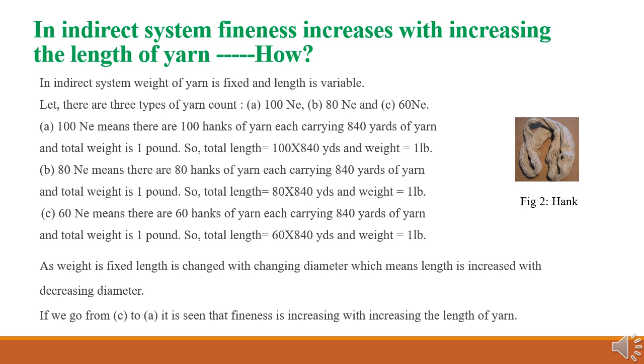As weight is fixed, length is changed with changing diameter, which means length is increased with decreasing the diameter. If we go from C to A, that means from 60 English count to 100 English count, it is seen that fineness is increasing with increasing the length of yarn.